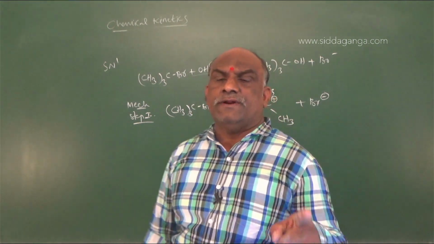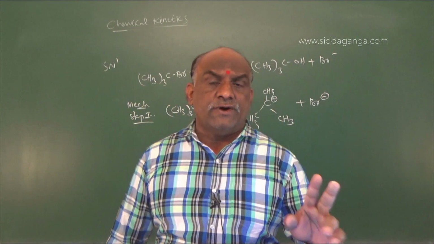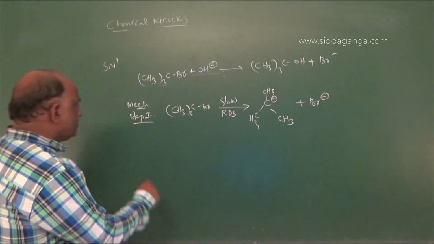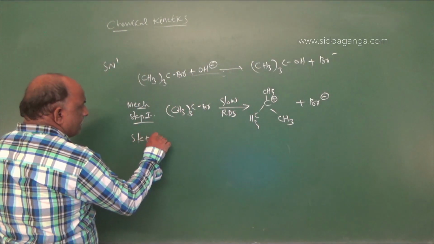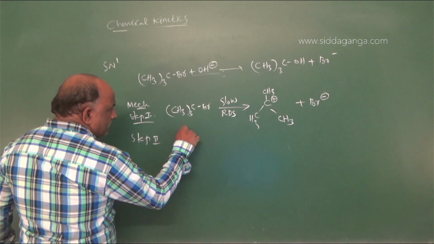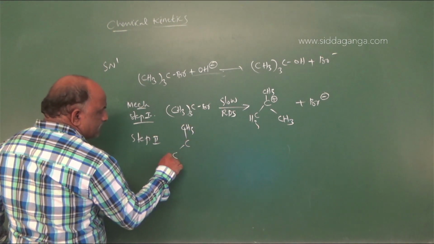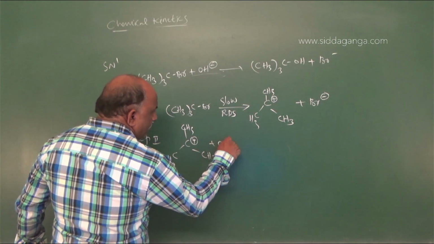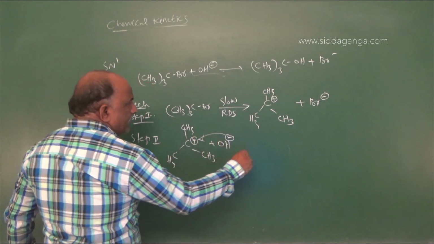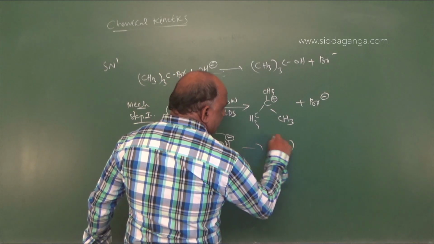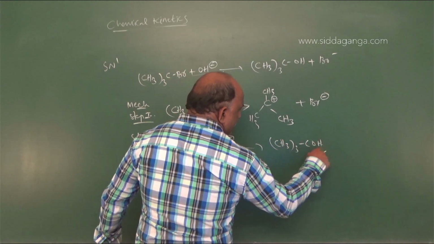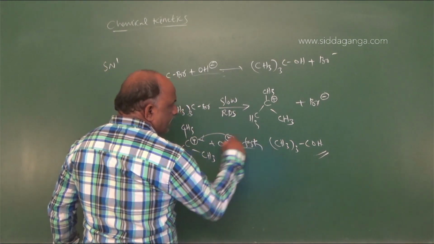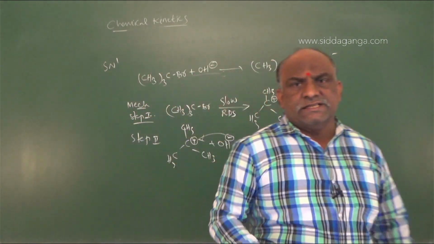Step 1 is the slow step, the rate determination step. Step 2 is the fast step, which is not considered as rate determination. What is step 2? The (CH3)3C plus carbocation is an intermediate, and the nucleophile attacks. Then we get (CH3)3COH, tertiary butyl alcohol. This is fast. One is slow.